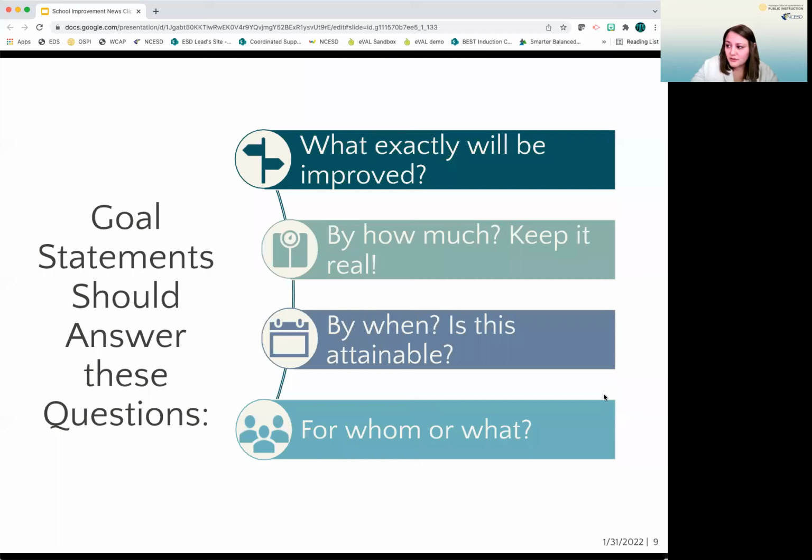Goal statements should include these key features. We often see schools leave out baseline information when they set a goal to reach. It'll help you measure your impact if you know where you're starting. For more information on creating good SMARTY goals, check out our School Improvement News video clip number 1 from the playlist.